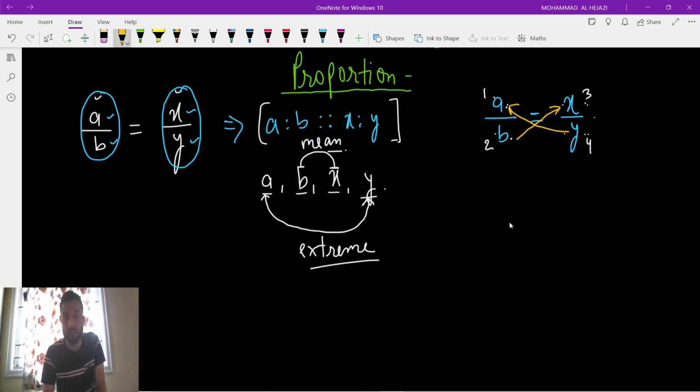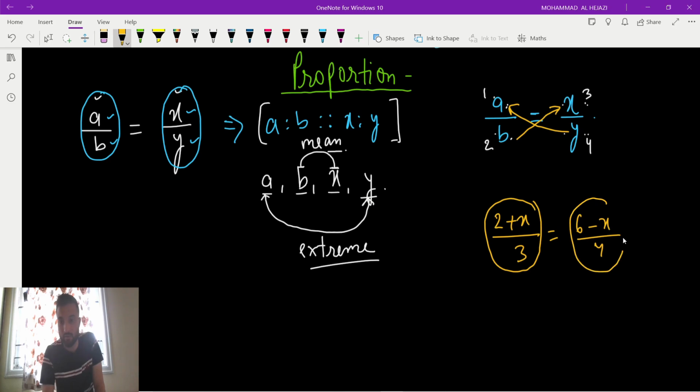Remember, suppose you get (2 + x) divided by 3 equals (6 - x) divided by 4, like this. What we have seen here is that this side we have a ratio, this side also we have a ratio, and both are equal. So what we will do is a cross multiply. Guys, every time remember this concept.